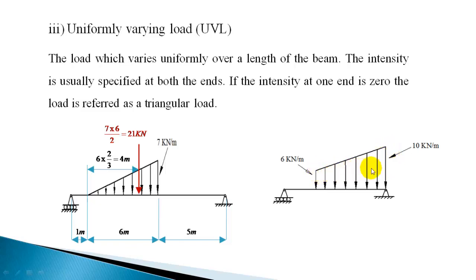So a UDL of 6 kilonewton per meter, you can calculate the resultant load and replace it at the center. Whereas a triangular load, you can calculate that load, this part will be 4 into that span divided by 2, and you can replace it at a distance of 2/3 from that. So you can replace this as 2 point loads, one corresponding to the UDL and another corresponding to the triangular load.